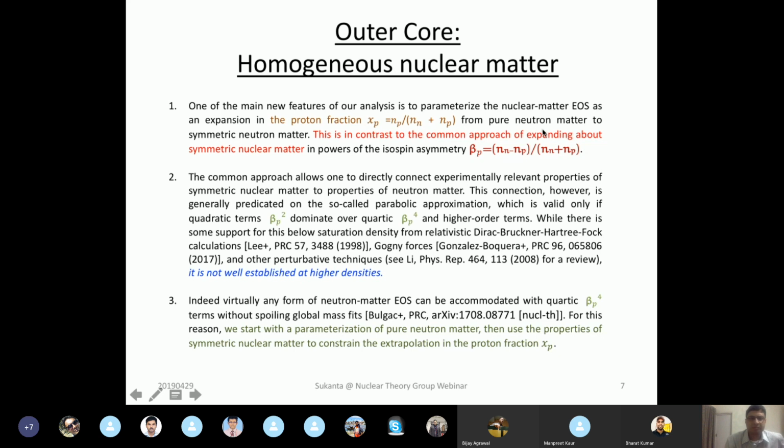going towards symmetric nuclear matter, I should say. This is in contrast to the common approach of expanding about symmetric nuclear matter in powers of the isospin asymmetry, which is basically the ratio between the difference of those two nucleonic number densities divided by the sum of those densities.